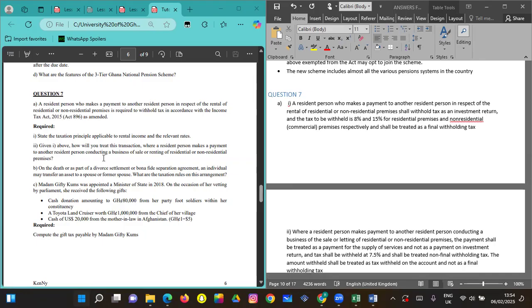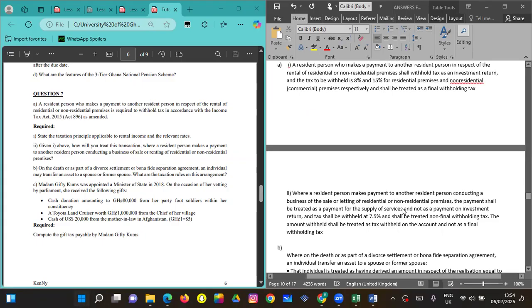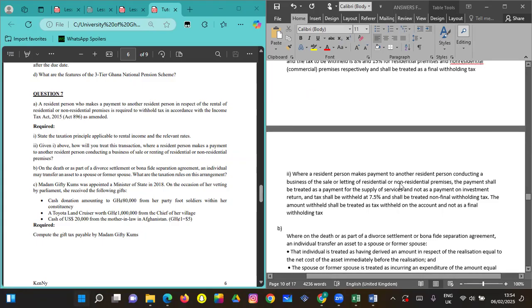Right. And part B is about how you will treat this transaction where a person makes a payment to another resident person conducting a business of sale or renting of residential or non-residential premises. So where a resident person makes payment to another person conducting a business of the sale or letting of residential or non-residential premises, the payment shall be treated as payment for the supply of service and not as a payment on investment return. The tax shall be withheld at 7.5% and shall be treated as non-final withholding tax. The amount withheld should be treated as tax withheld on account and not as final, because it was another resident person.